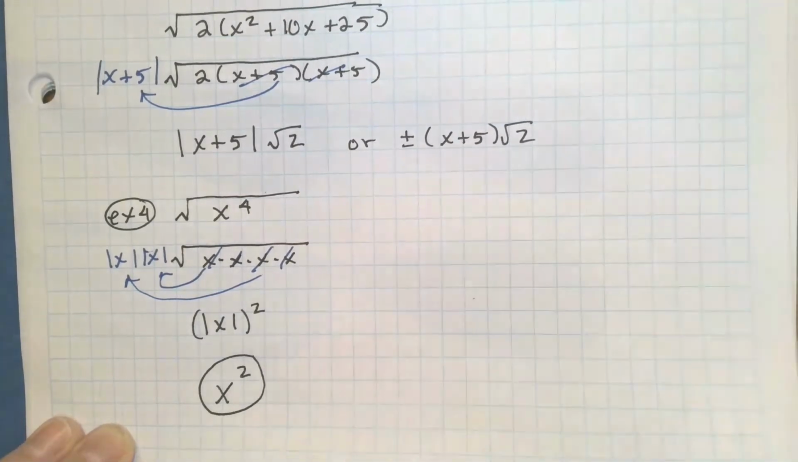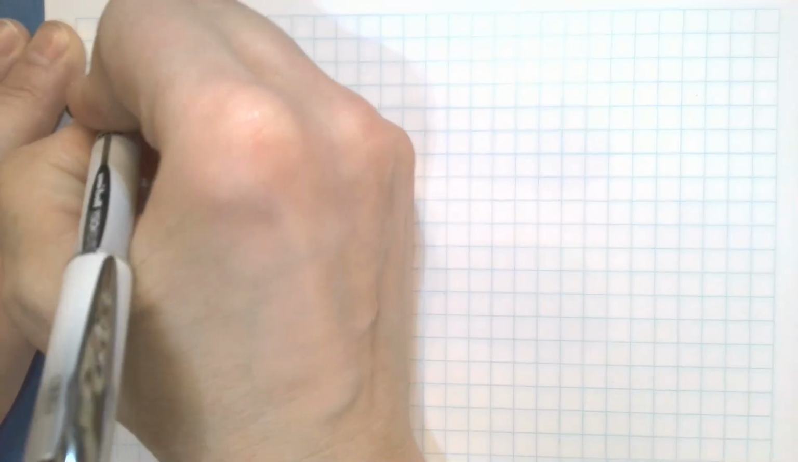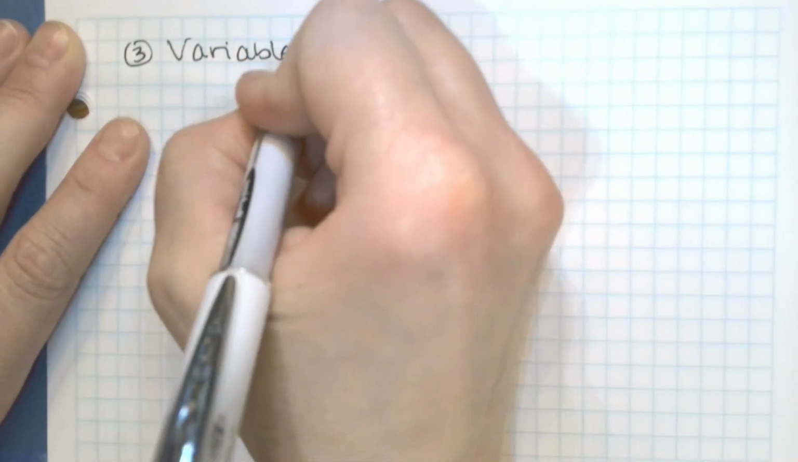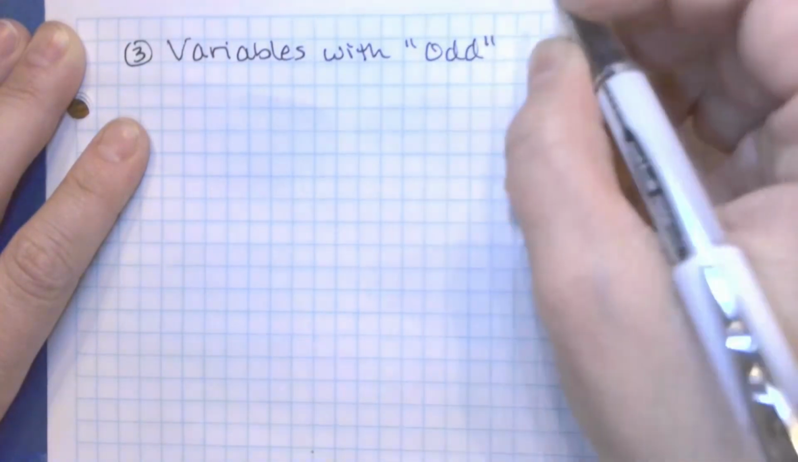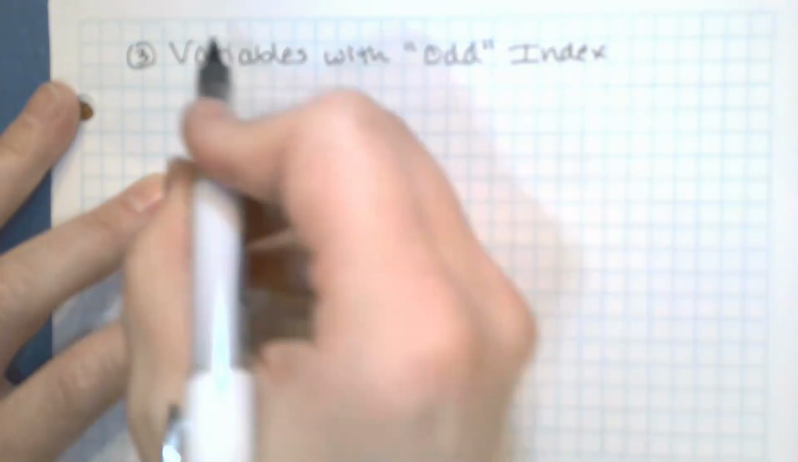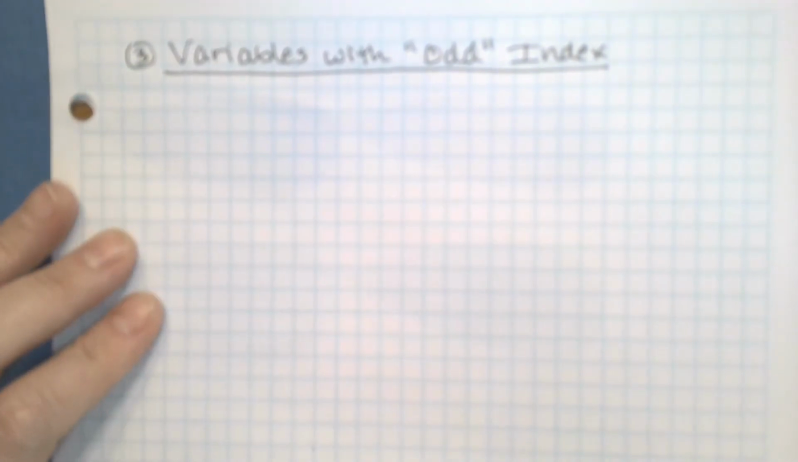Okay, so now we're going to do variables with an odd index. Somewhat easier than an even index. So number 3, variables with an odd index. So we're talking cube root, 5th root, 7th root, 9th root, those kinds of things.